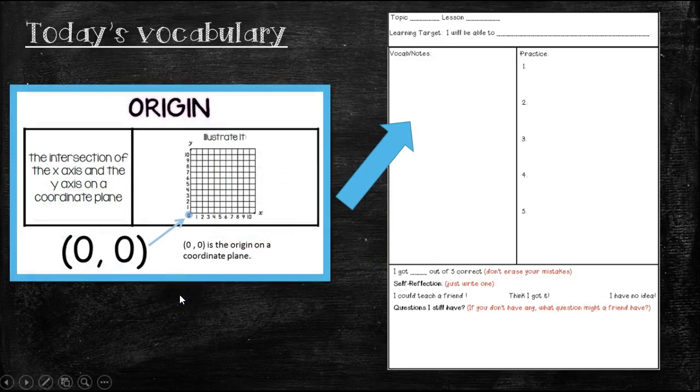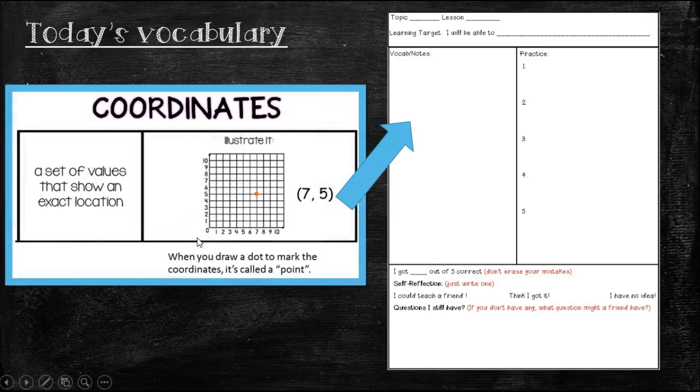Origin is that 0. So if you were to put a dot right here in the corner, your coordinates would be 0, 0. That's the intersection of the x-axis and the y-axis on a coordinate plane. And coordinates, well, those are sets of values that show an exact location. When you draw a dot to mark the coordinates, we call that a point.